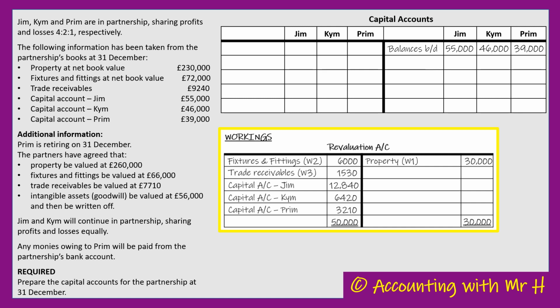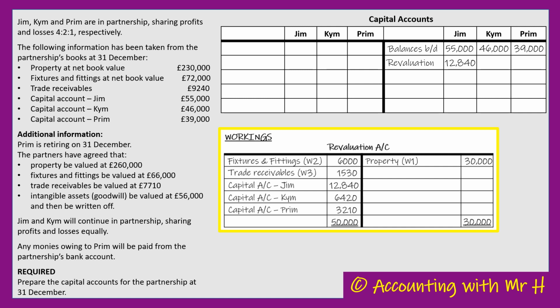Right, let's get back to the capital accounts then. You'll see I've just put in a yellow box there, the revaluation account we've just done, so that I can refer to it. So the first thing I'm going to do is double enter the revaluation figures from the revaluation account into the capital accounts. So in the revaluation account, we have debited Jim with 12,840. So I'm now going to credit that into Jim's capital account. Here it comes. There we go.